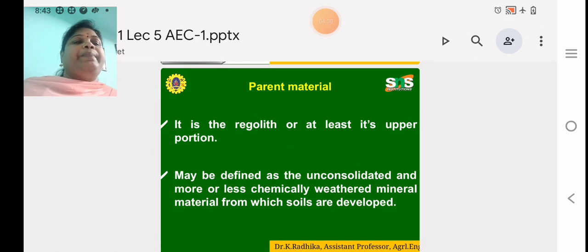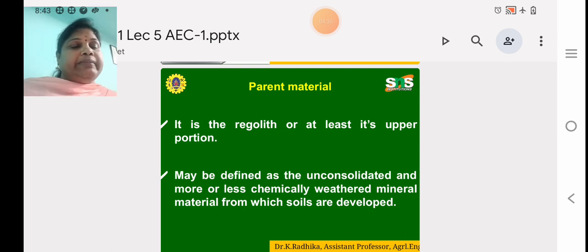Then what do you mean by parent material? Already we saw the weathering of rocks, and another definition is parent material. It is the regolith, or at least its upper portion, called parent material. It may be defined as unconsolidated and more or less chemically weathered mineral material from which soils are developed. From this parent material we develop the new soils.